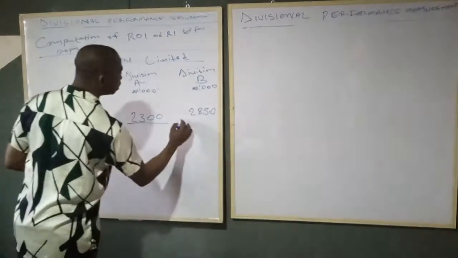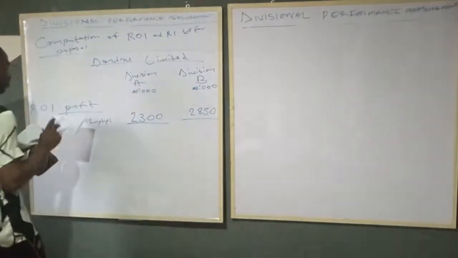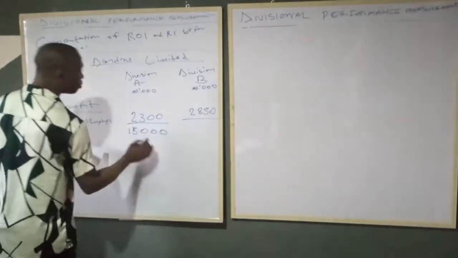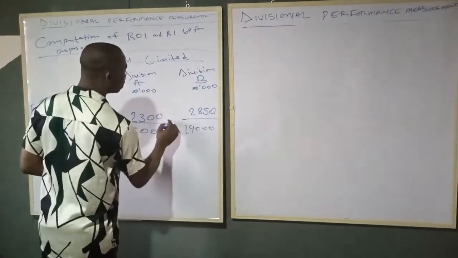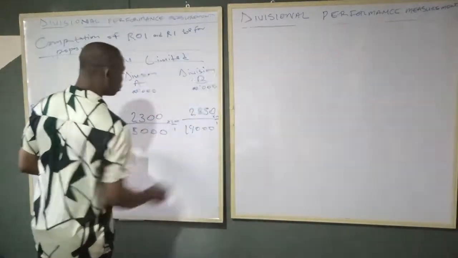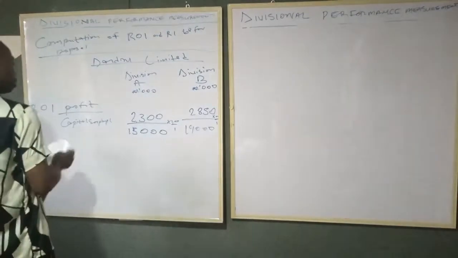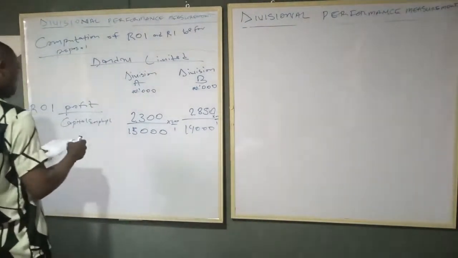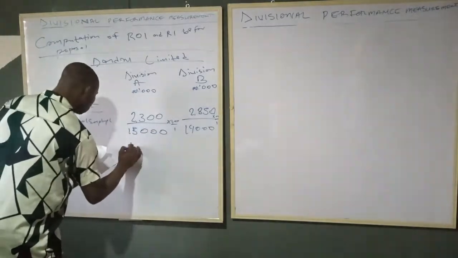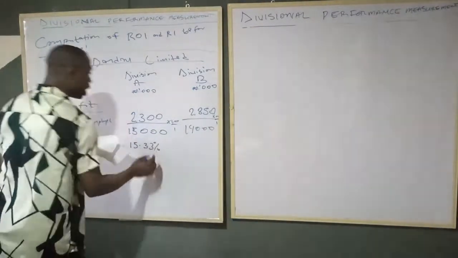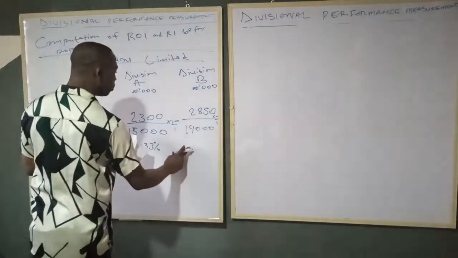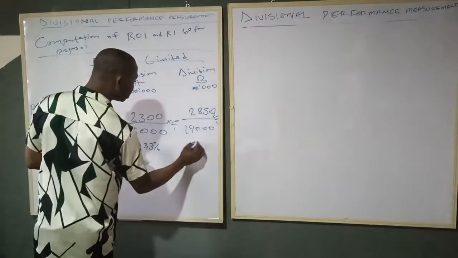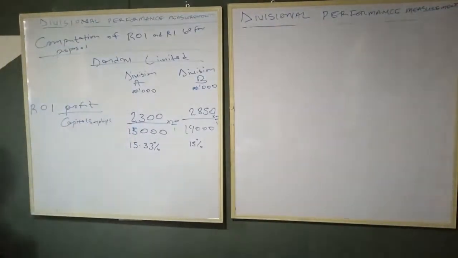Our capital employed is 15,000,000 and 19,000,000 respectively. So we put 15,000 here and 19,000, with 000 up, times 100 over 1. So we compute this: 2,300 divided by 15,000 times 100 over 1 is going to give us 15.33%. And 2,850 divided by 19,000 times 100 over 1 is going to give us 15%. So that is return on investment before the proposal.